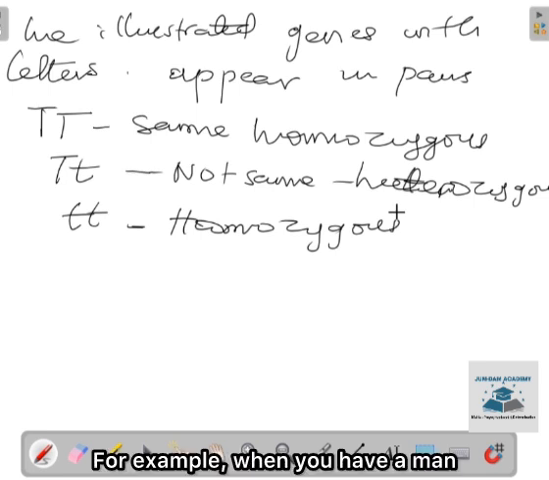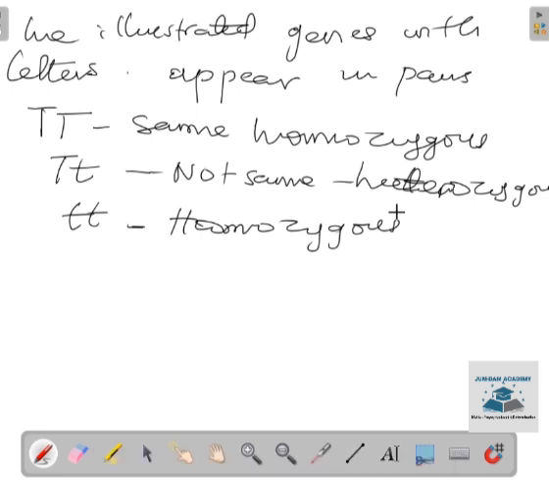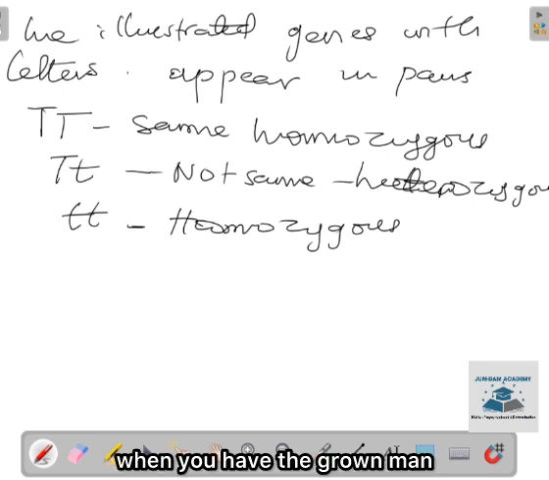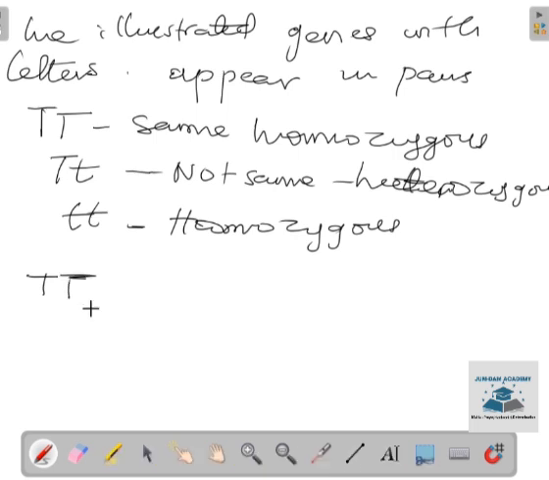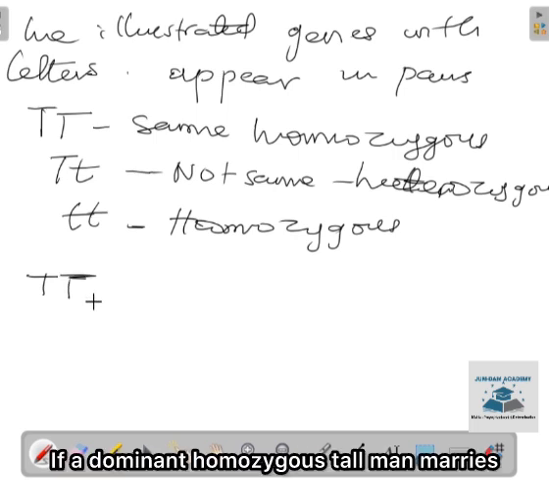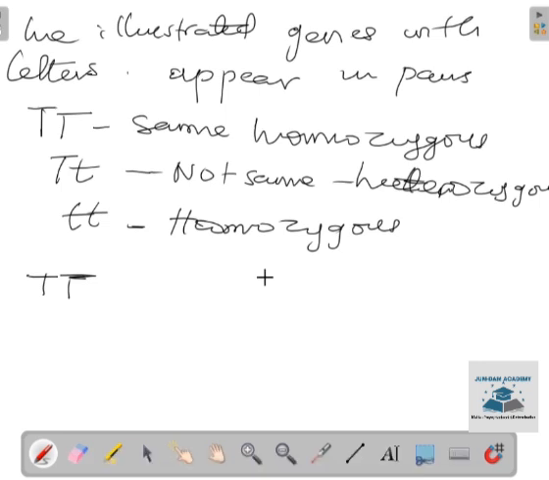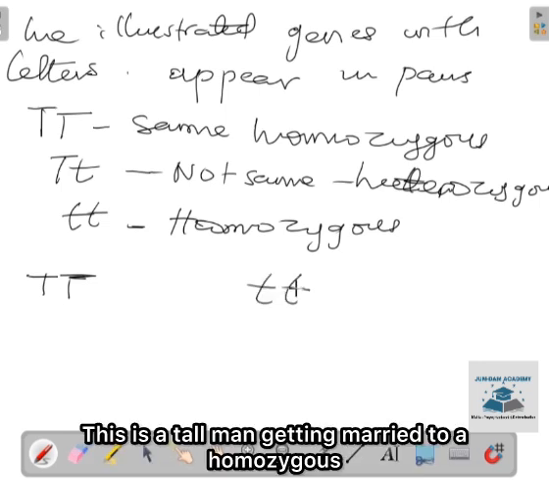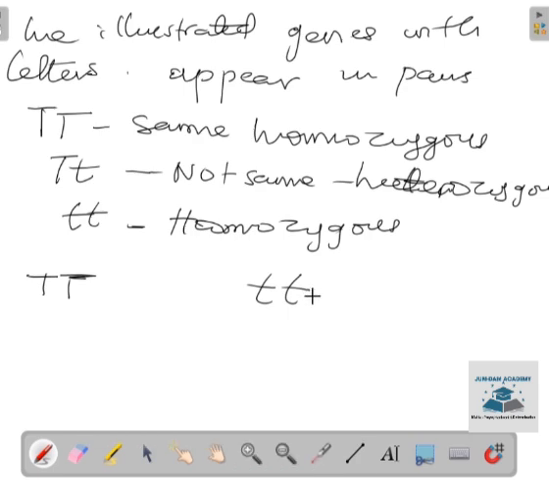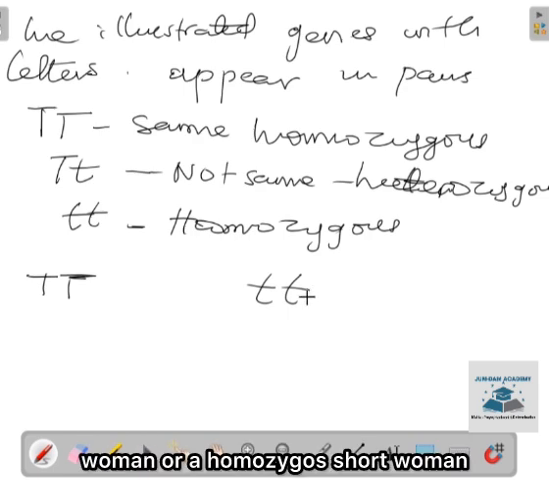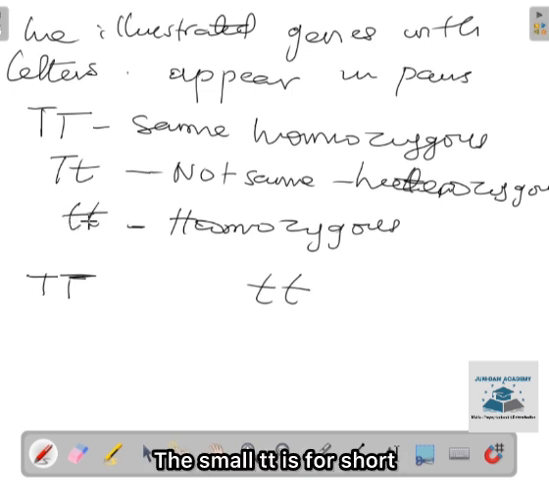For example, when you have a grown man with the dominant homozygous gene, we have a tall man. If a dominant homozygous tall man, TT, marries a homozygous short woman, tt, that is a tall man getting married to a homozygous short woman. The small tt is for short, while the capital TT is for tall.